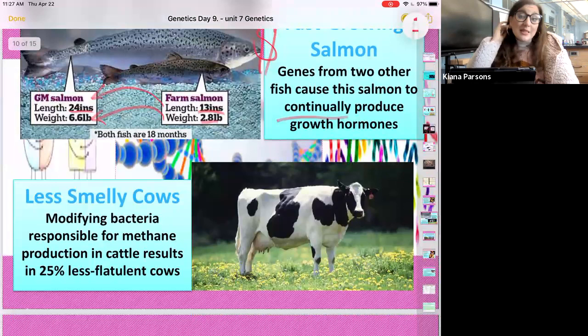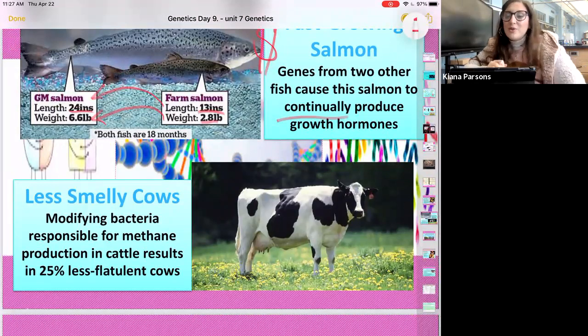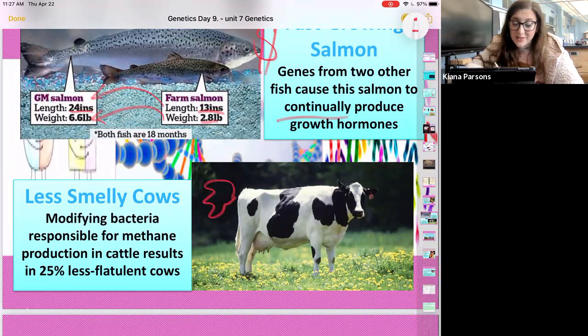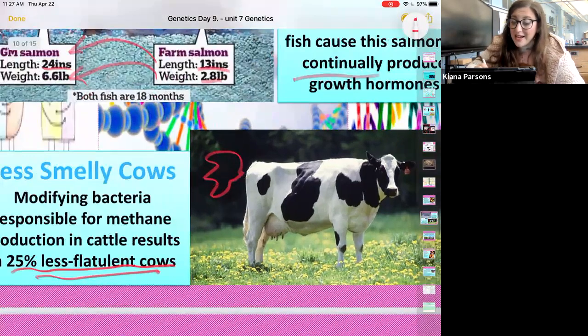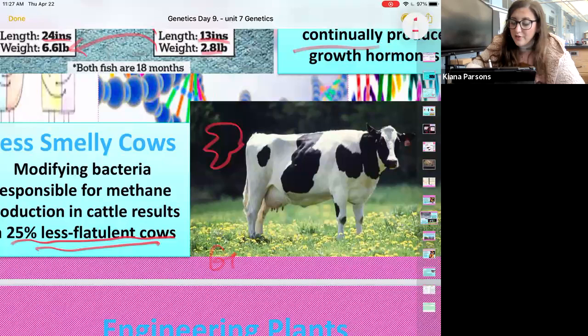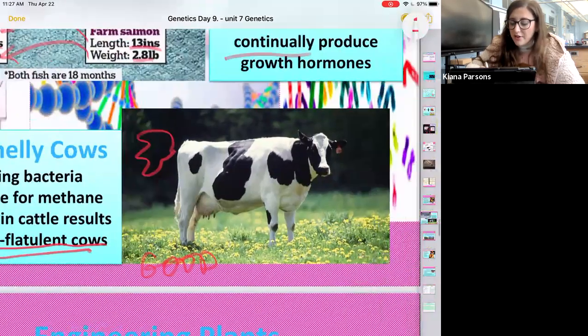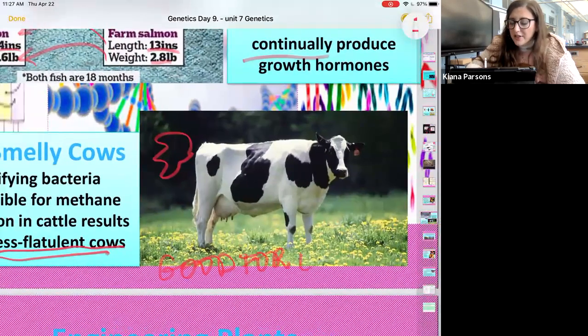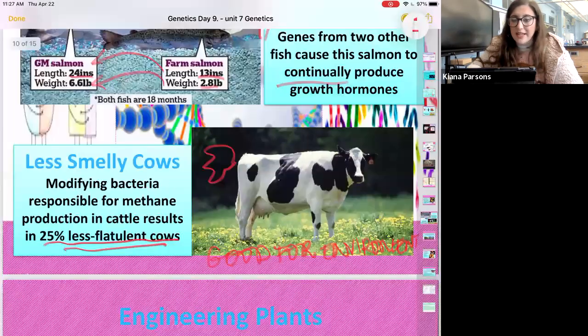We also have less smelly cows that we have produced through genetic modification, which modifies bacteria responsible for methane production, aka cow farts. And this results in a 25% less flatulent cow, and that would actually be good for the environment. I'm recording this on Earth Day, and cow farts are responsible for a lot of methane, which is a greenhouse gas. So go ahead and have less smelly cows.